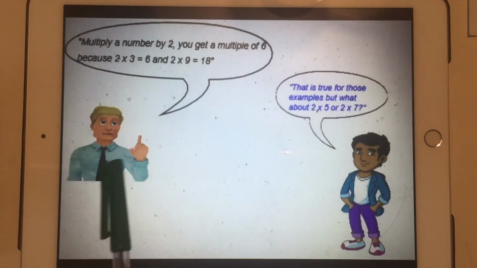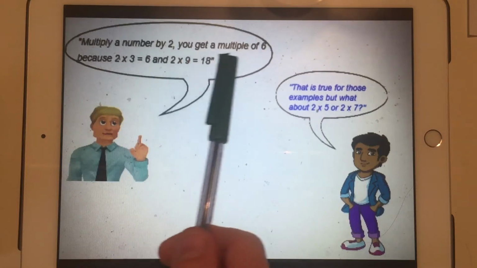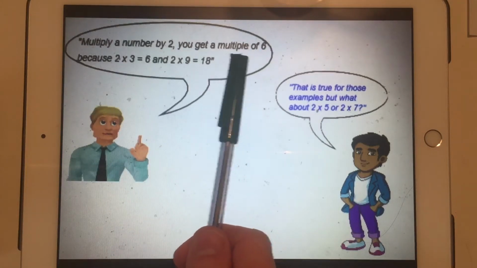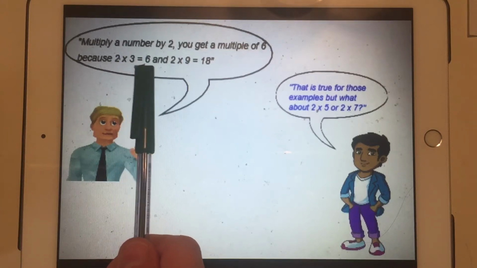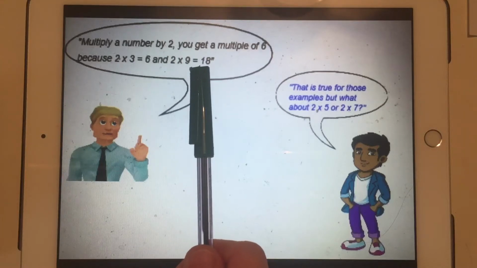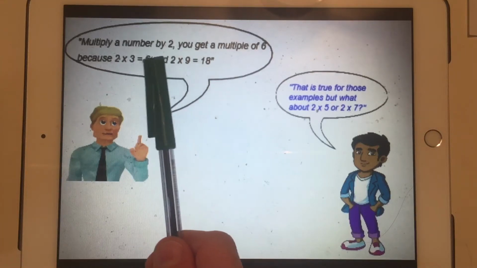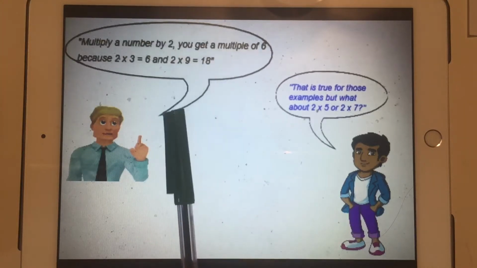Here the same guy is making another statement. If we multiply a number by 2, you get a multiple of 6. And he's saying that that's because if I do 2 times 3, I get 6, which is a multiple of 6. And if I do 2 times 9, I get 18, which is a multiple of 6 as well. So he's come up with 2 examples that prove his statement.